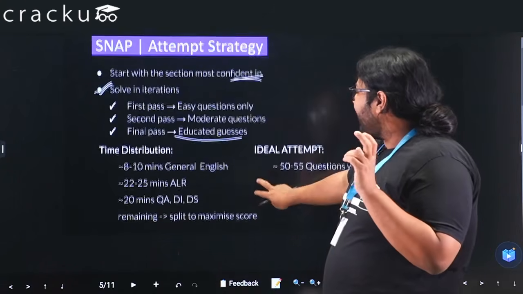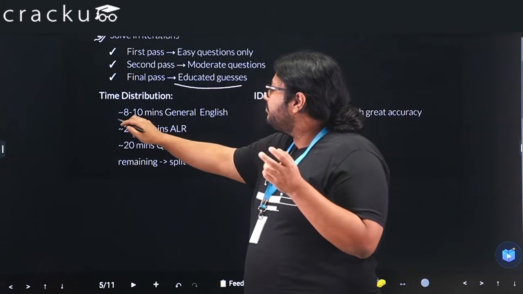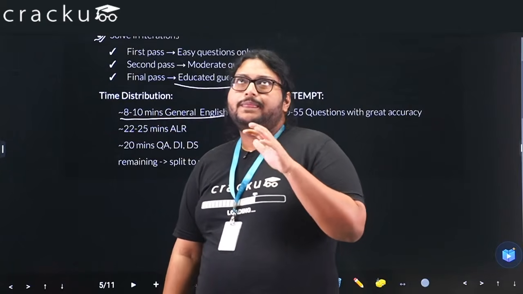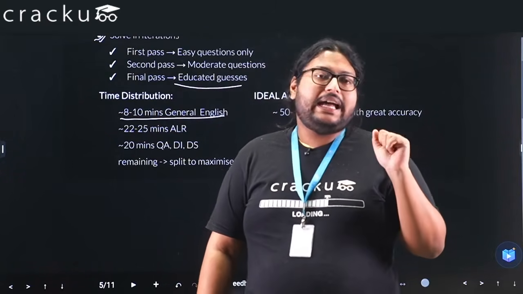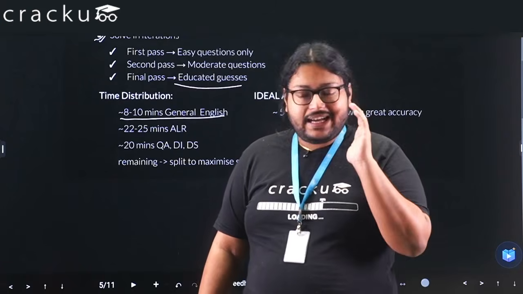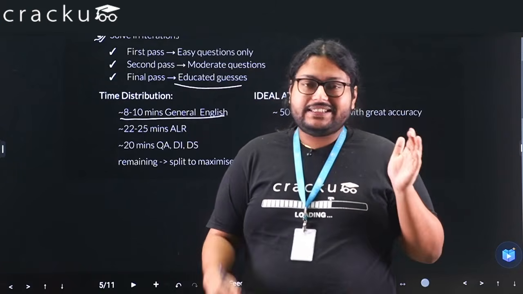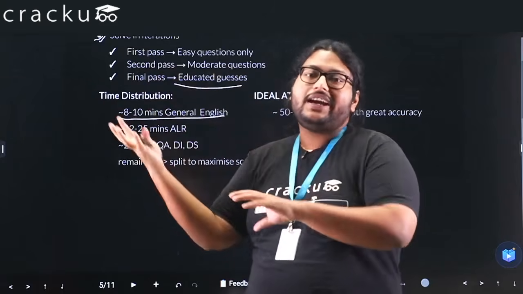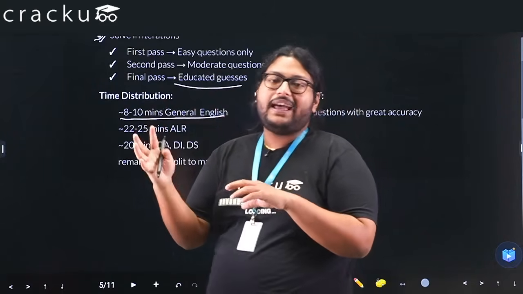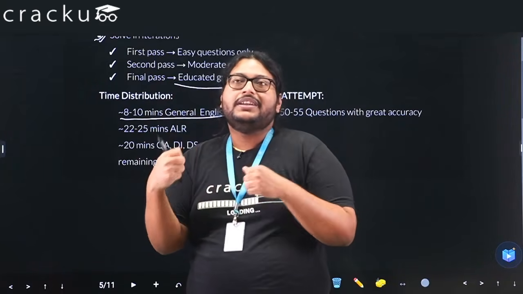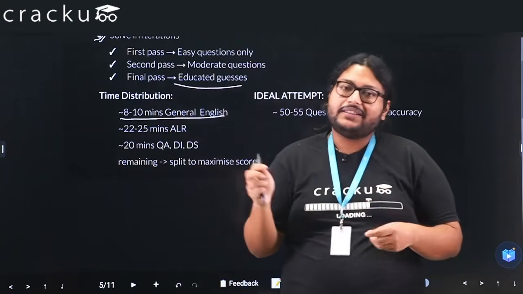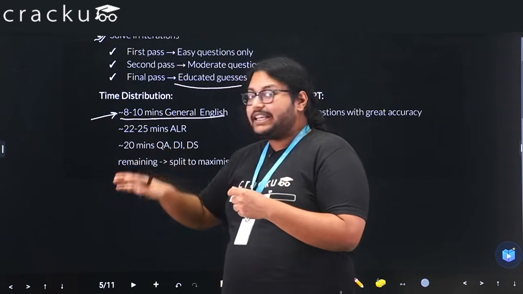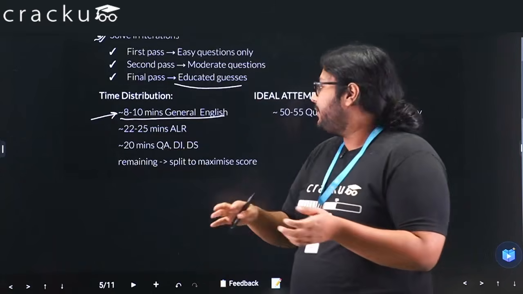An ideal time distribution should be 8 to 10 minutes in general English. In English, they focus a lot on grammar. And grammar questions, it's like either you know or you don't. There is no room to think, it's not a solving kind of a thing. Like what happens in math is you'll have to solve something. So solving is not happening here in English. So you can easily sail through this section if you are prepared.